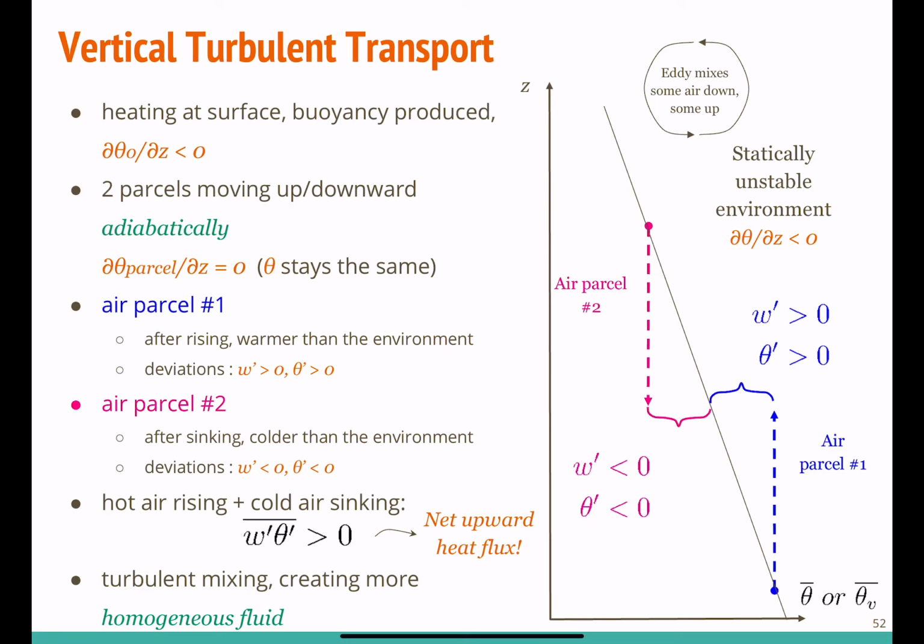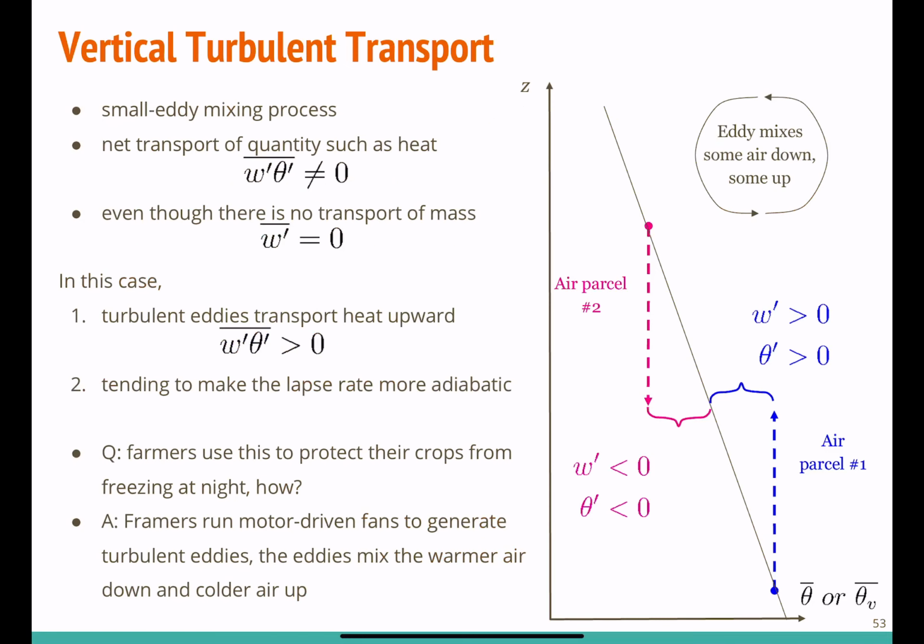So when you are having eddies like this, you are doing a lot of turbulent mixing and creating a more homogeneous fluid. This kind of motion is actually making your profile even more adiabatic, more vertical, closer to the neutral profile.